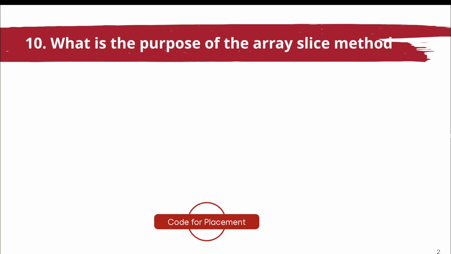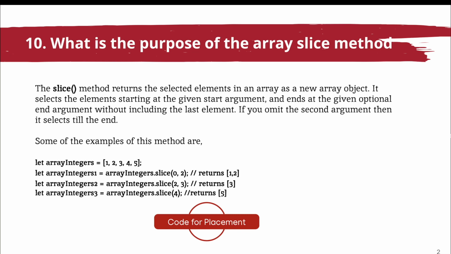What is the purpose of the array slice method? This is the 10th question. The slice method is very useful when we have an array and we want to extract a sub array, slicing from the starting element to the given end position, without including the last one. So this will omit the section which is not selected.